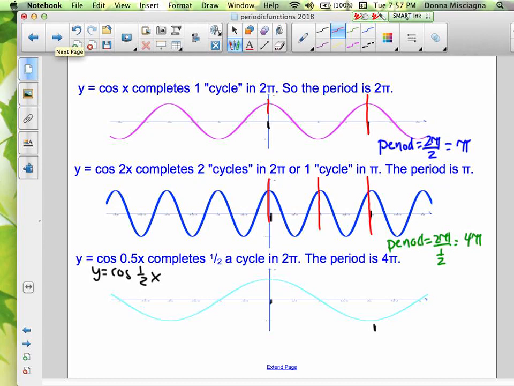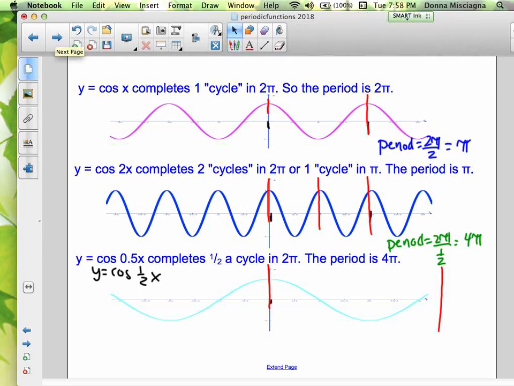And then y equals cosine 1/2 x completes half a cycle in 2 pi. So the period is 4 pi. Right? So here would be, I don't know what the little black lines are. I have a feeling they once were supposed to be here. And it doesn't quite make it on this graph. Well, almost. They cut it off before 4 pi. It's about right there. It should hit it, right?